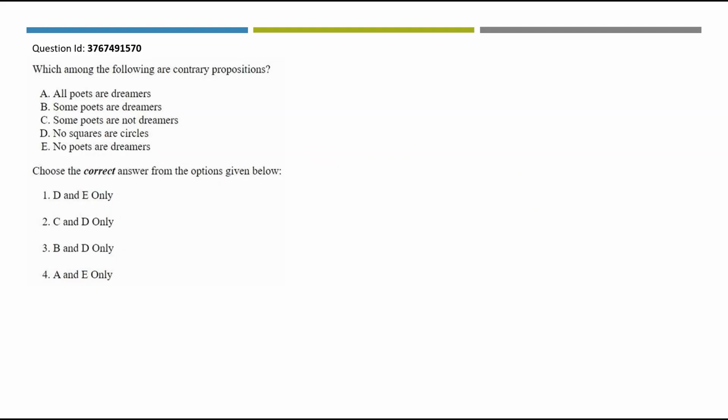Next question. Which among the following are contrary propositions? A contrary proposition is a type of opposition where both propositions cannot both be true at the same time, but they can both be false.